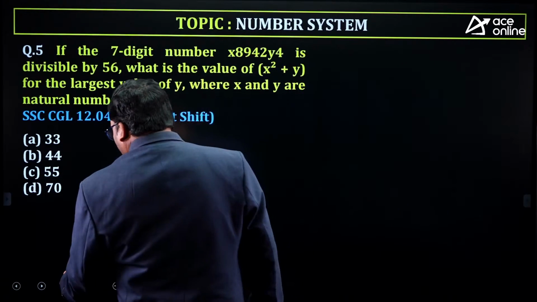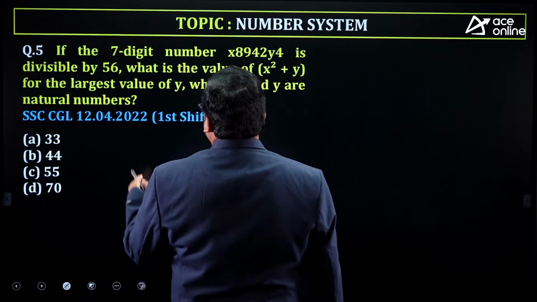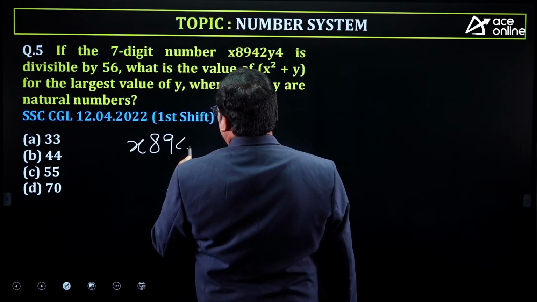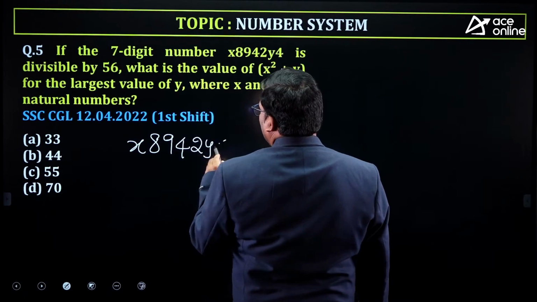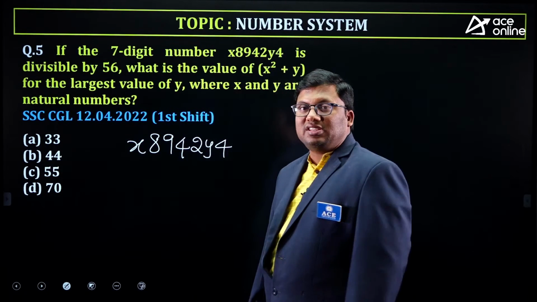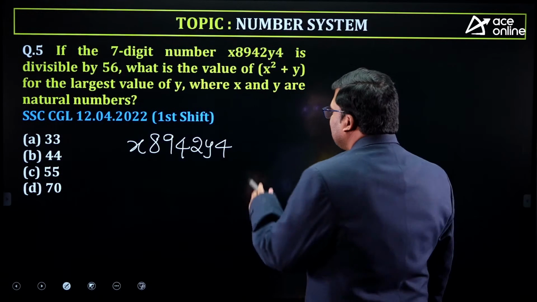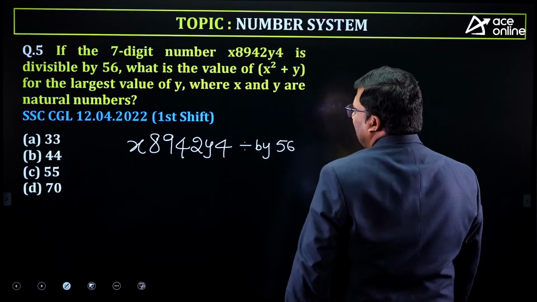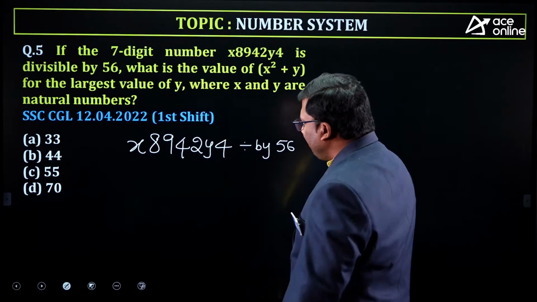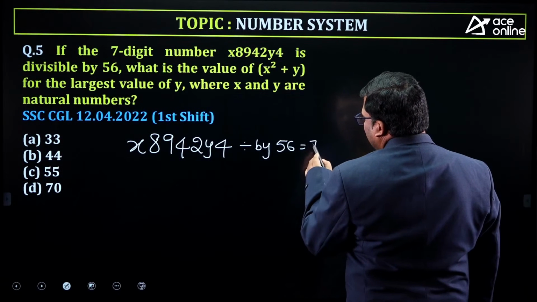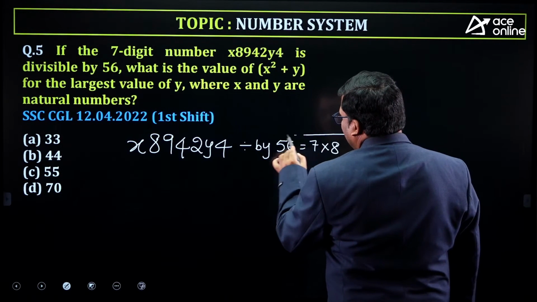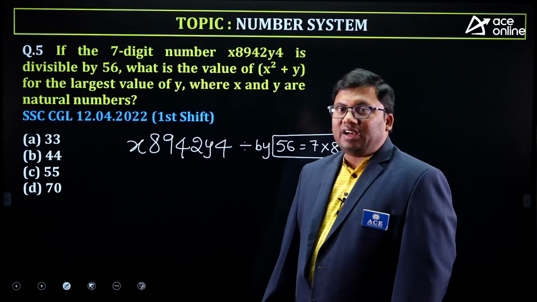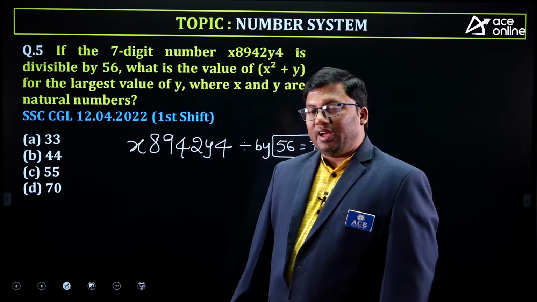Next one. See this question. There is a 7-digit number X8942Y4. This number is divisible by 56. 56 is a composite number. So, to determine the divisibility rule of 56, first we need the divisibility rule of 7, then the divisibility rule of 8. Then we have to combine.